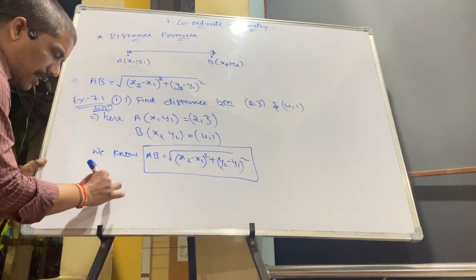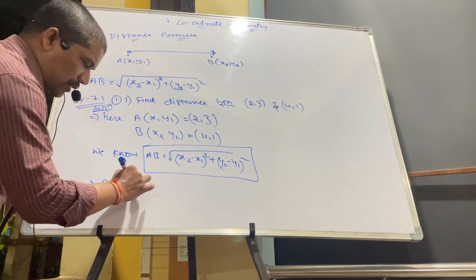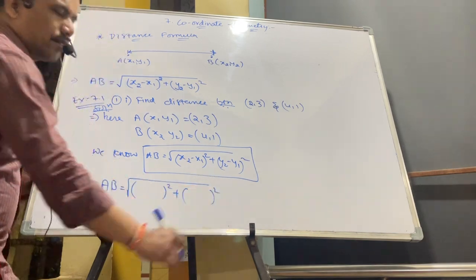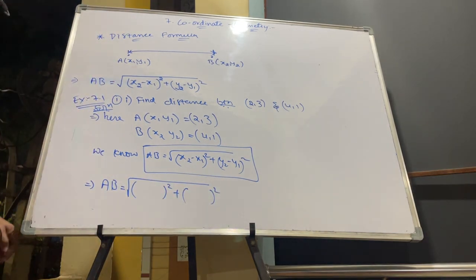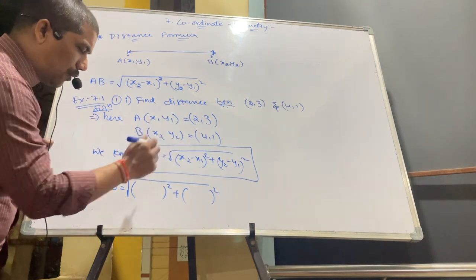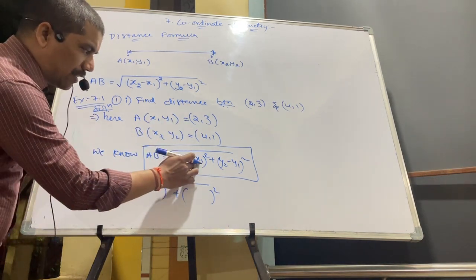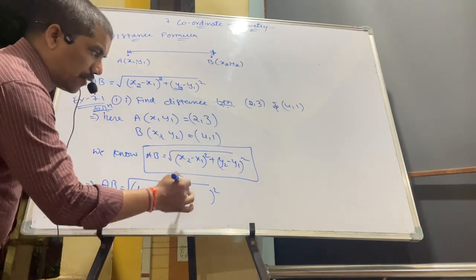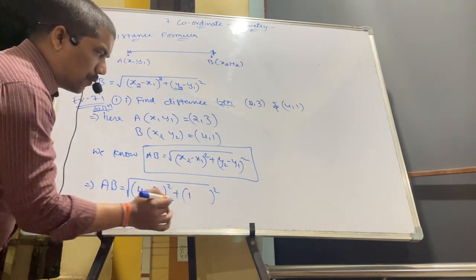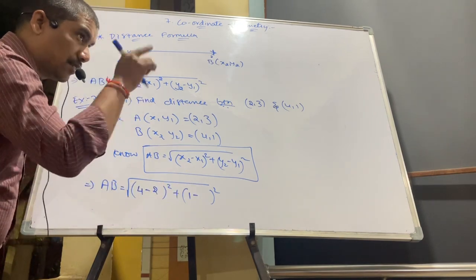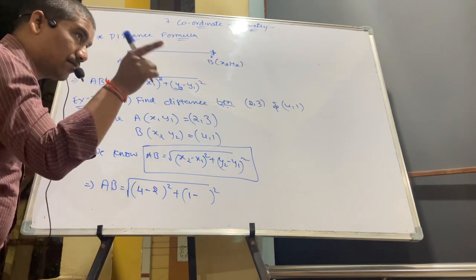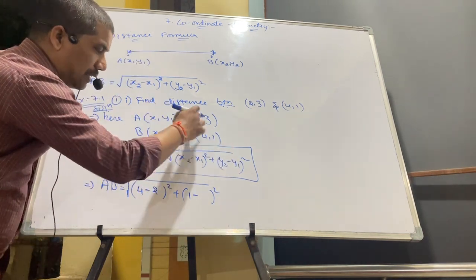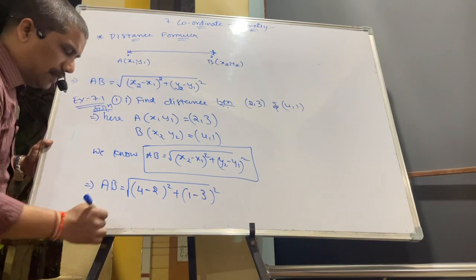So this is our formula. So AB is equal to. Whenever you are using a formula like this, first you keep brackets. Now x2 minus x1. What is our x2? 4. What is our x1? 2. So 4 minus 2. y2 minus y1. What is our y2? 1. Minus y1, take y1 as 3.